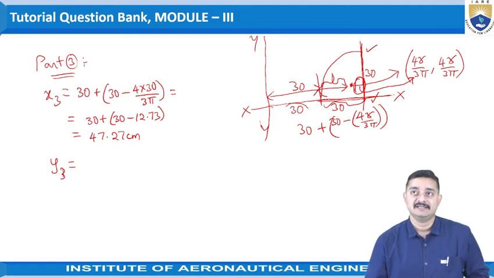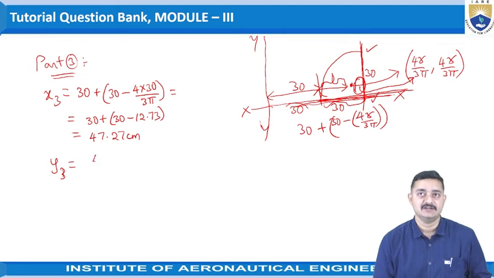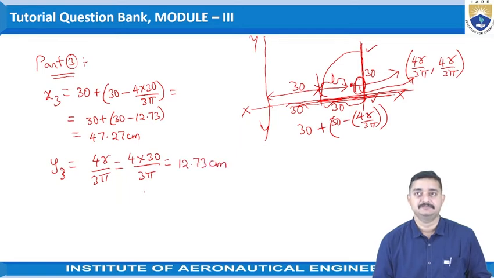So y3 directly, the distance is from the axis which is passing through the base of the quadrant. So directly we can take it as 4r by 3 pi. Hence it would be 4 into 30 by 3 pi. When you simplify this, you will get the value as 12.73 centimeters.